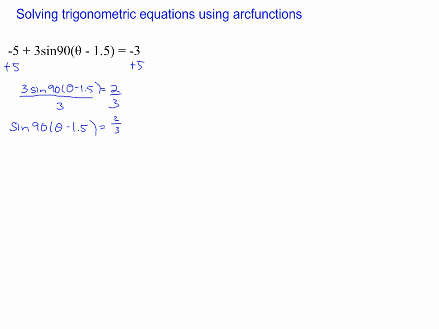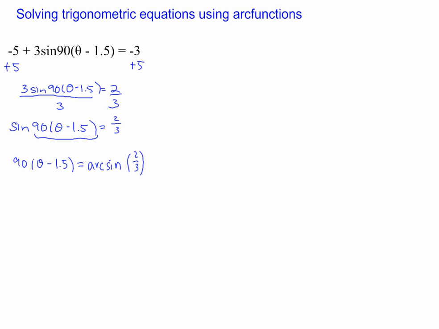So we're really going to try not to round until the end whenever possible and use stored values in your calculator as appropriate. Okay, so at this line in the equation, I have sine of something equals 2/3, right? So what I have to do is undo that sine. I want to think about what are the angles that have a sine of 2/3, and that is just arcsine. If I undo the sine with arcsine, I get the argument of sine, this part, 90 theta minus 1.5, is equal to arcsine of 2/3.